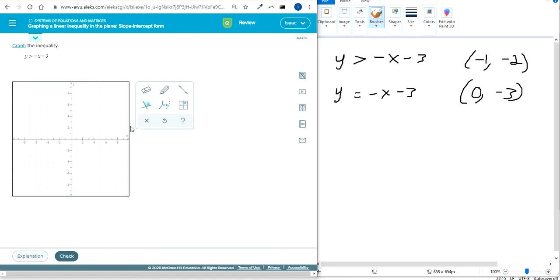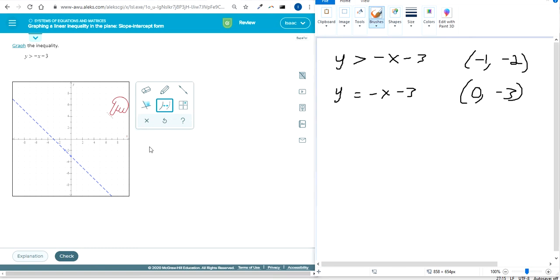Oops, I don't know how to get rid of it. Oh no, okay. Luckily I have my points here: (-1, -2), (0, -3). Boom, boom. Oh, don't want to do that yet because, no wait, there we go. Dotted line. Okay, so now let's figure out which side to shade.